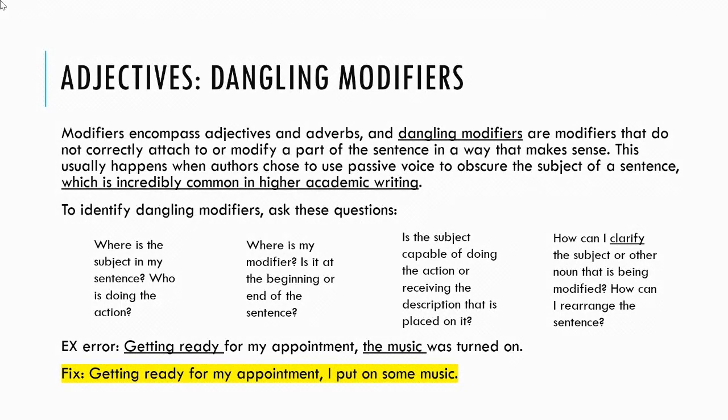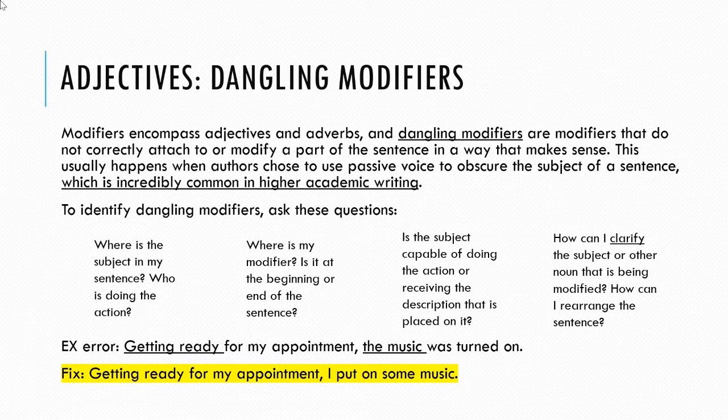To identify dangling modifiers within your sentence, you may ask yourself these questions. Where is the subject in my sentence? Who is doing the action? Where is my modifier? Is it at the beginning or end of the sentence? Is the subject capable of doing the action or receiving the description that is placed on it? How can I clarify the subject or other noun that is being modified? How can I rearrange the sentence?